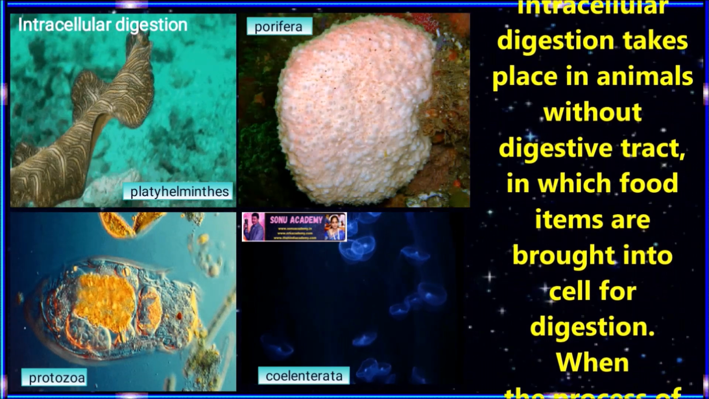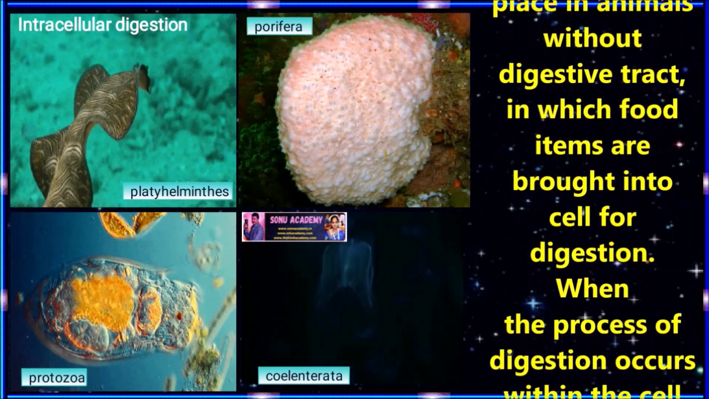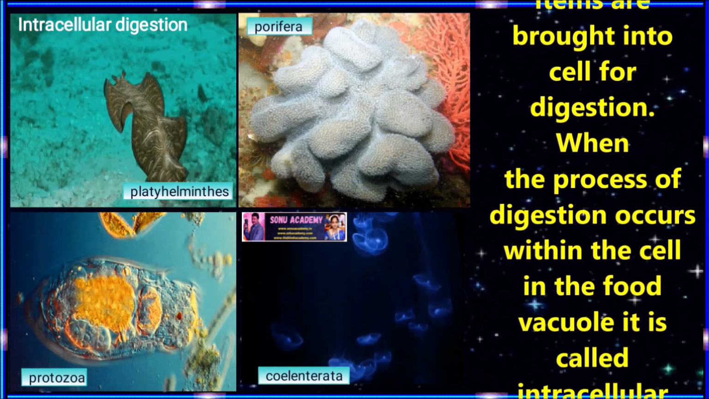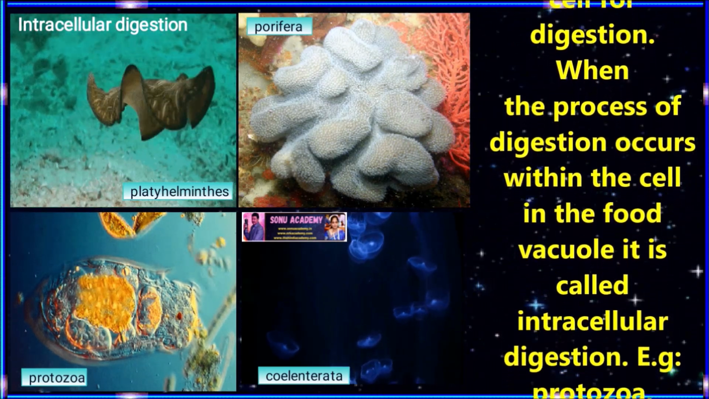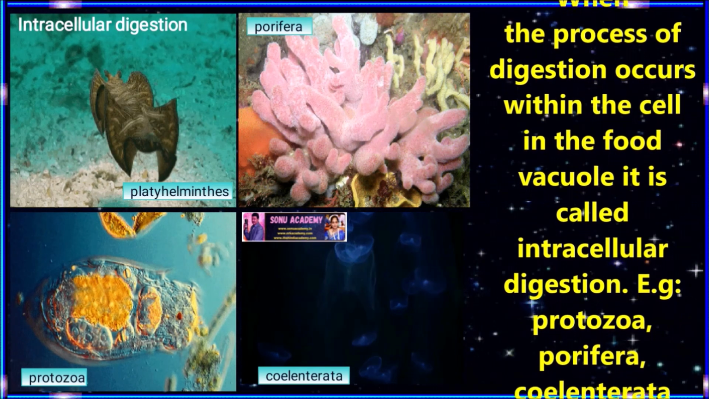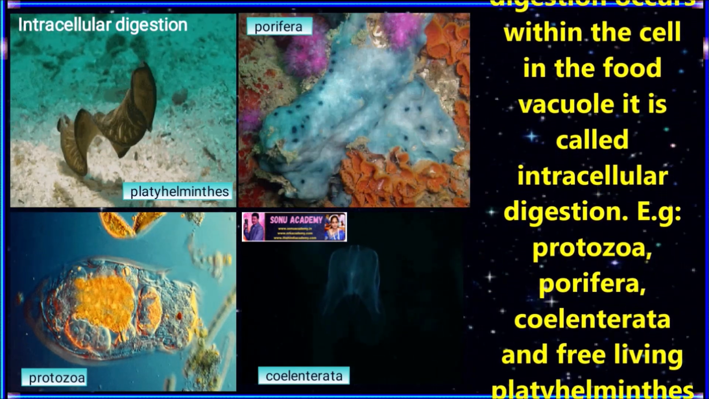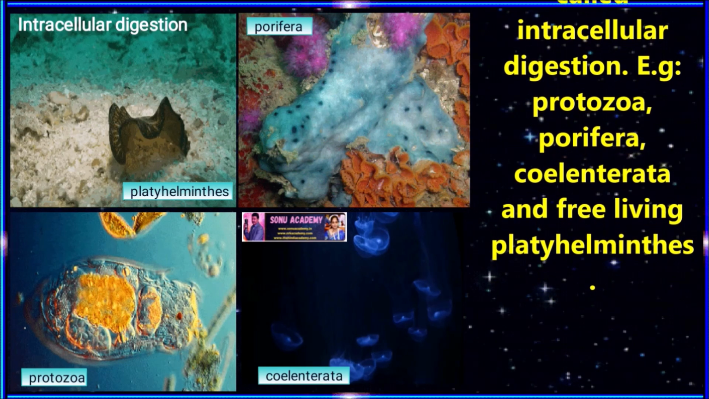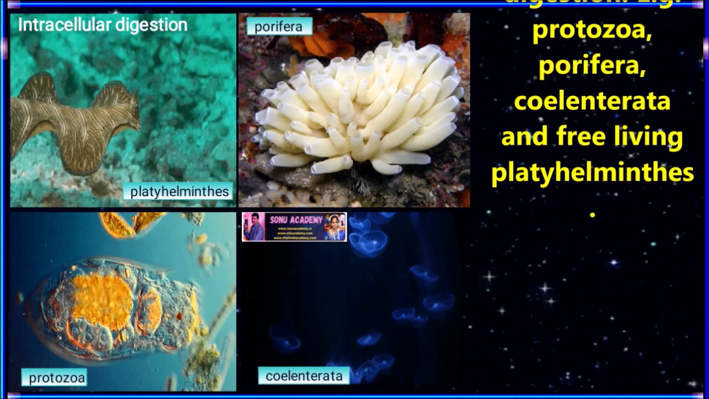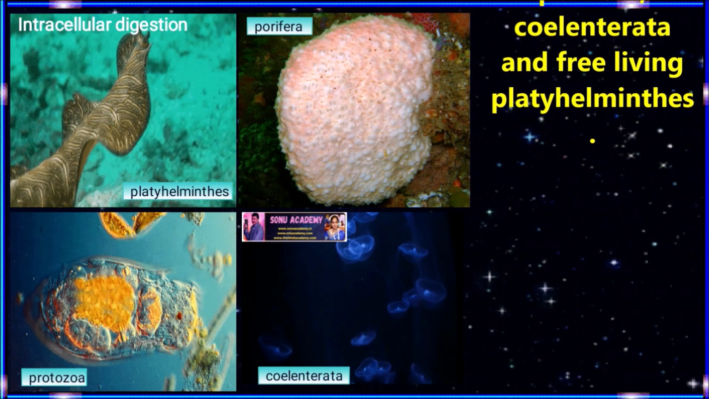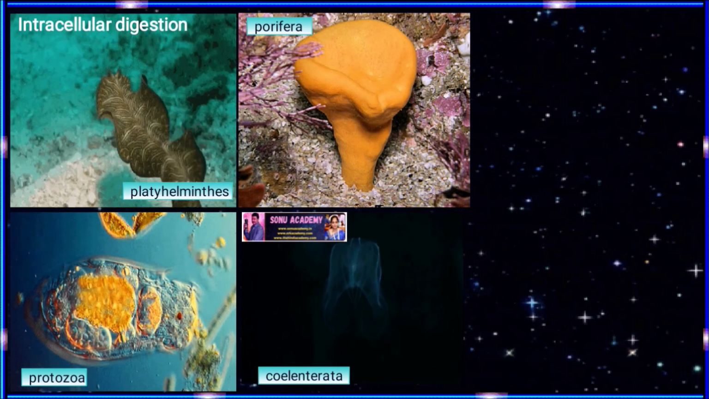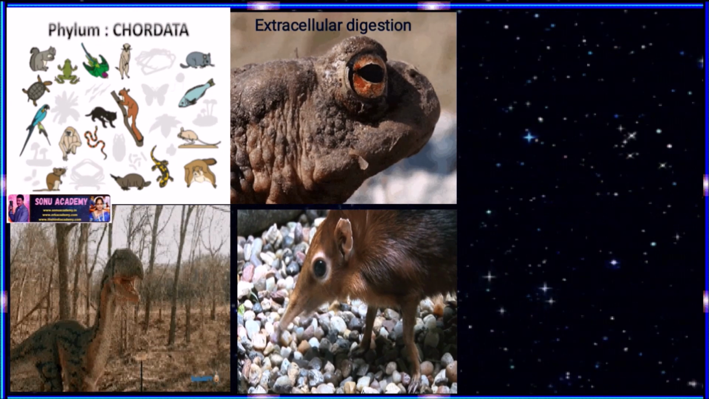Children, intracellular digestion takes place in animals without a digestive tract, in which food items are brought into cells for digestion. When the process of digestion occurs within the cell in the food vacuole, it is called intracellular digestion. Examples of intracellular digestive systems are organisms like protozoa, porifera, coelenterata, and free-living platyhelminthes.